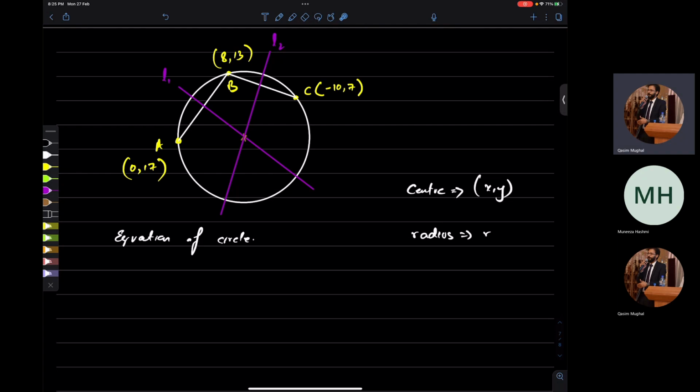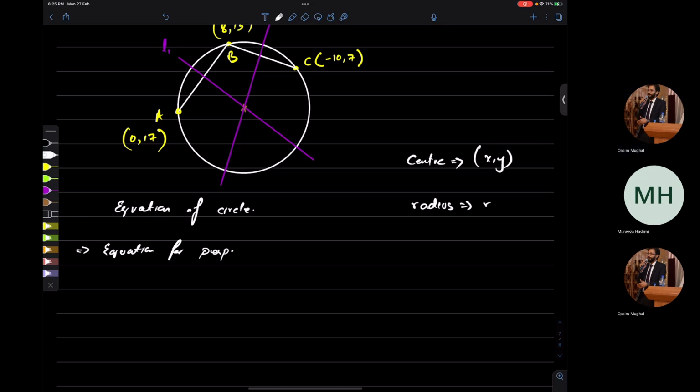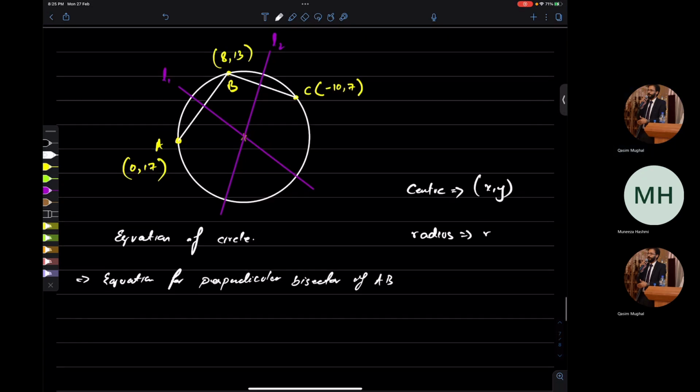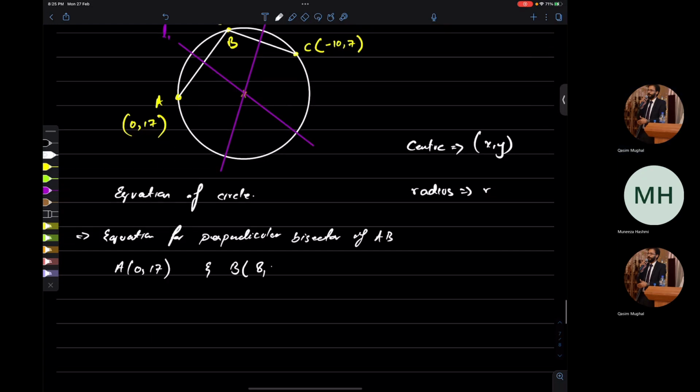Yes, sir. Great. So let's find the equation for the perpendicular bisector of AB. The first step is to find the equation for the perpendicular bisector of AB. Okay, so A is the point 0 and 17, and B is the point 8, 13.